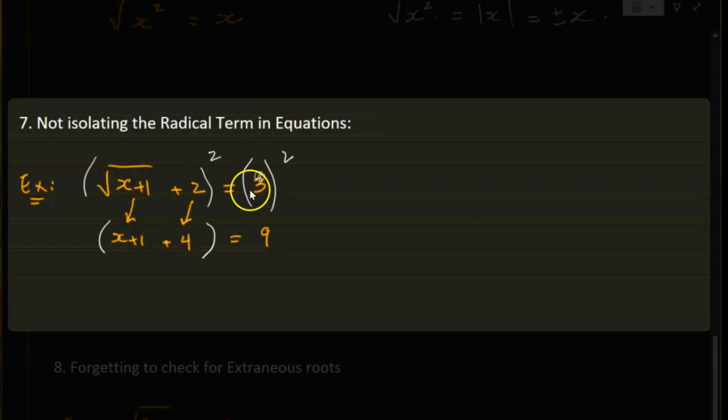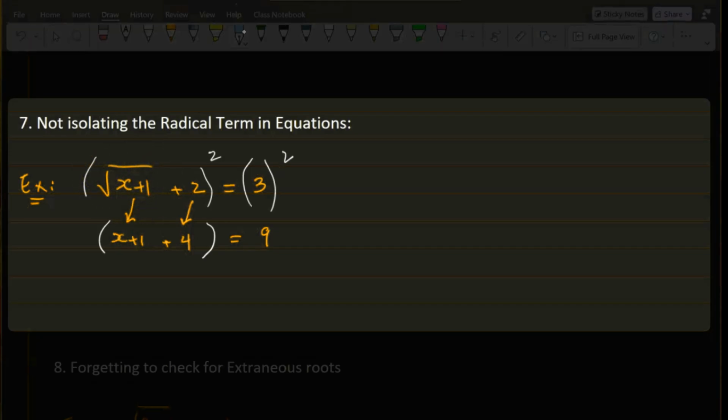Now, one part of it is correct, one part of it is not correct. Squaring both sides of the equation, that's a correct step. Very good. But the way they have done the expansion, some of my students would do the expansion, that's incorrect. So you have to isolate the radical first. So how would you do that?